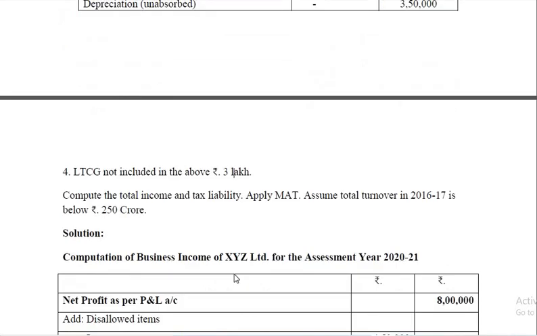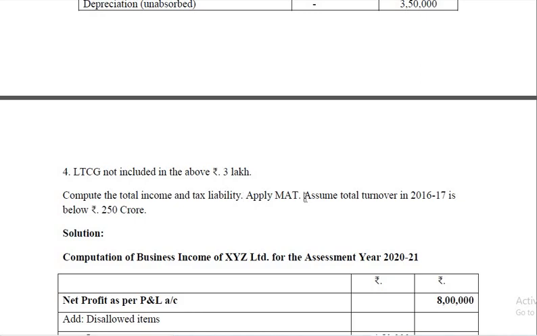While computing book profit, if it is already credited to the profit and loss account, it is not to be deducted. But if it is not included already, then there is no need of adding it. This was held in one of the cases. I repeat, long-term capital gain is not to be deducted from book profit. But if it is not included in the profit and loss account already, then it is not to be added. This was held in one of the cases. So this is one. Then compute the total income and tax liability.